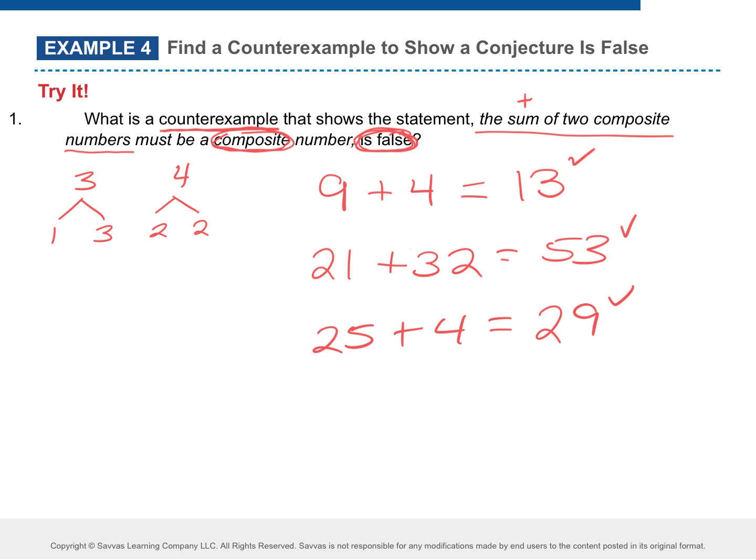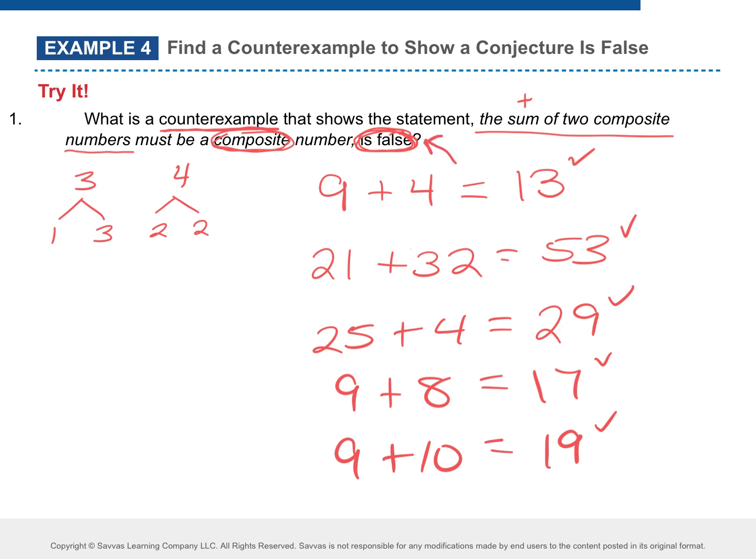Brian. 9 plus 8. 9 and 8. 17. 9 plus 10. 9 and 10. 19. Perfect. One thing I want to talk about with all these counterexamples. Does everyone understand why this is a counterexample? Yeah. Because it proved our original statement to be false. Or wrong. I want you to see, is there a pattern between these? They're all odd numbers. The answers are odd. Okay?